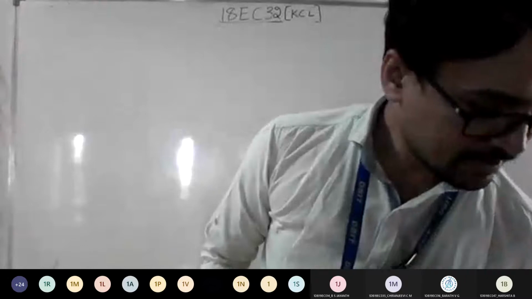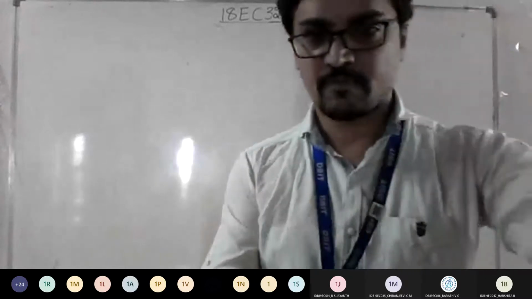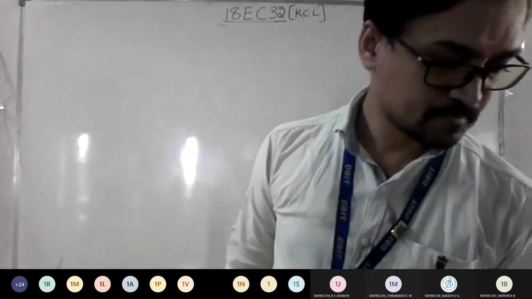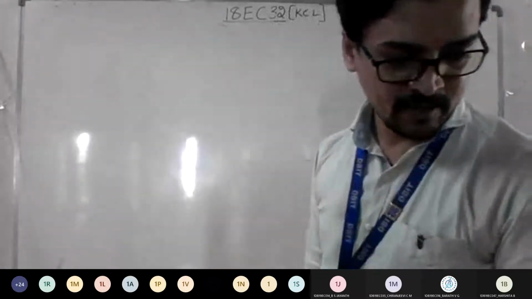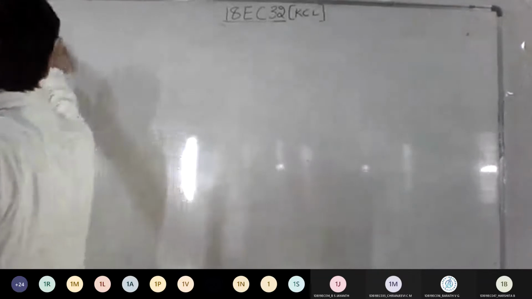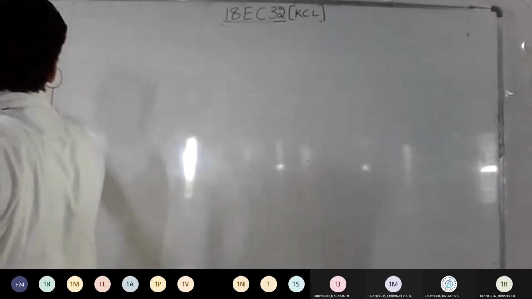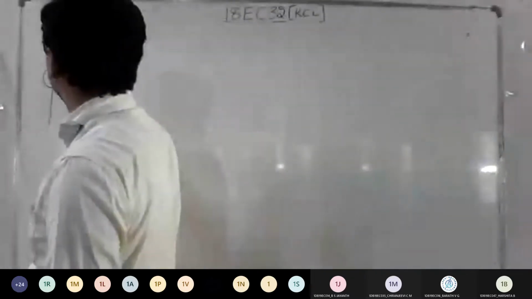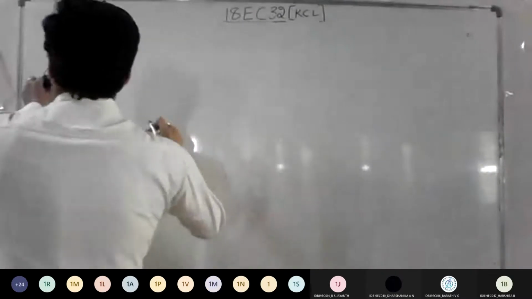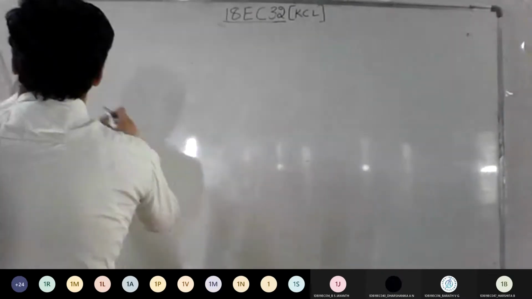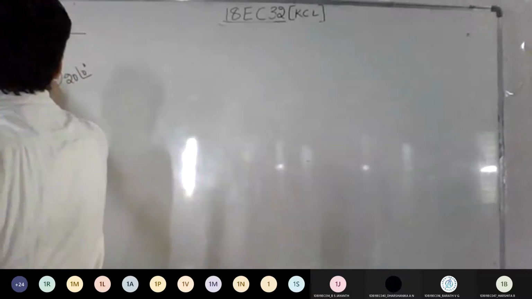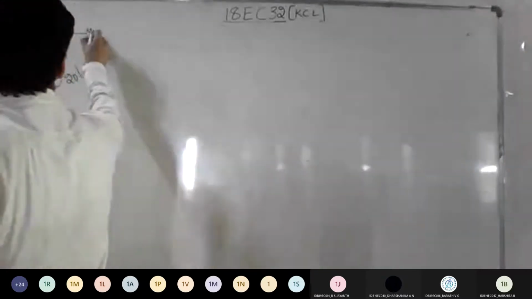Find the current I1 for the network shown below using nodal analysis.